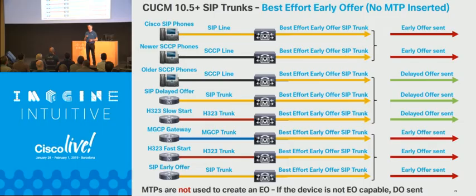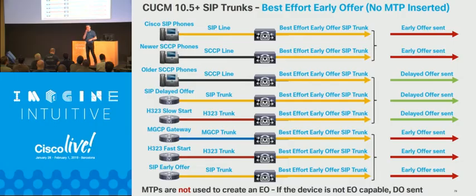So you don't have to mandate in this environment that you send or receive a delayed offer or early offer. And what we can do here is configure on these trunks what's called best effort early offer. Really what we're doing is just looking at the device, and if it's a SIP phone and we can send an early offer, we'll send an early offer. But if it's an older SIP phone here, then rather than inserting an MTP, we won't do that, we'll just send delayed offer instead.